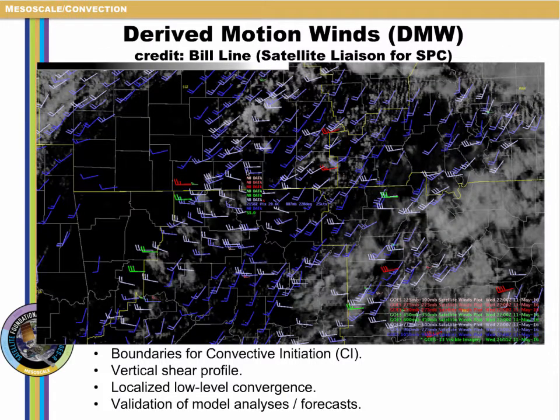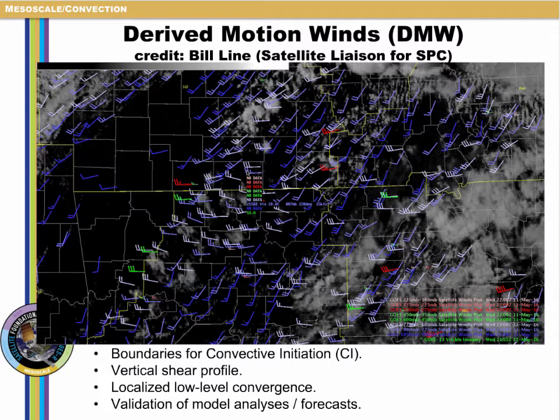The next baseline product we'll discuss are the derived motion winds. These winds are derived from cloud motions from satellite imagery and will be useful in the GOES-R era with its higher spatial and temporal resolution. The winds are calculated based on the level and the vertical of the cloud, so that a variety of cloud heights will provide winds at a variety of vertical levels, which can provide useful information on the vertical shear profile.